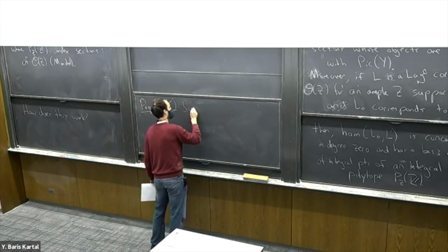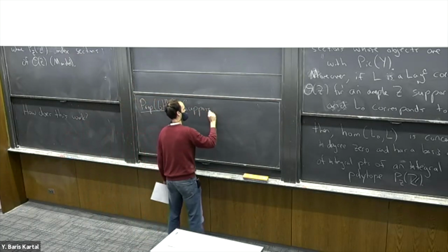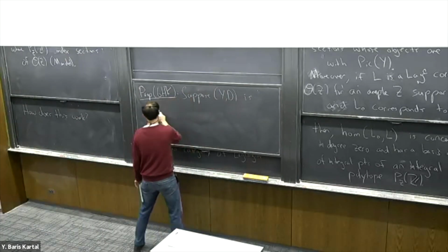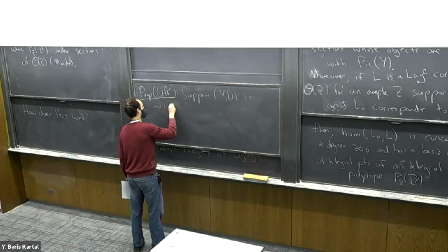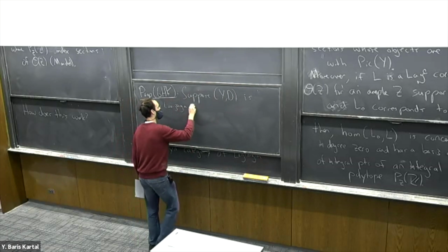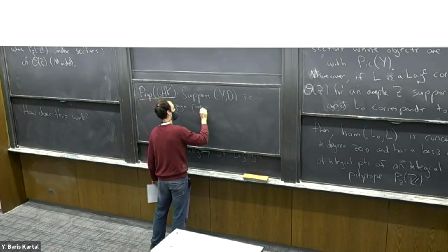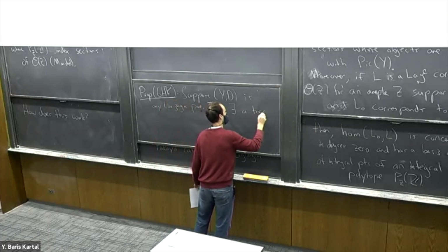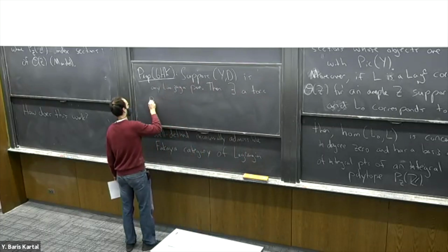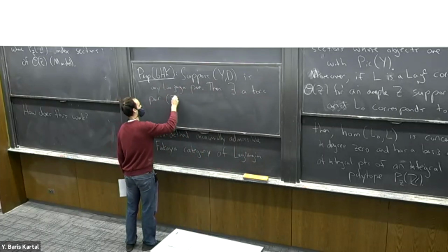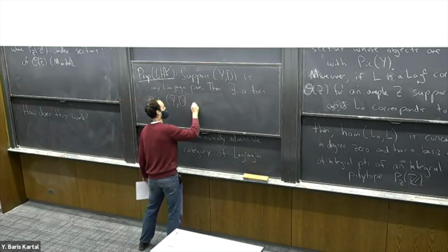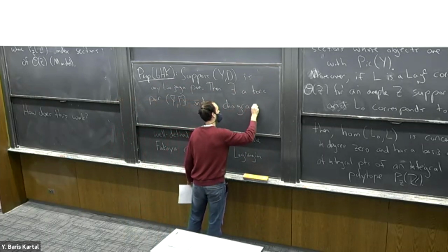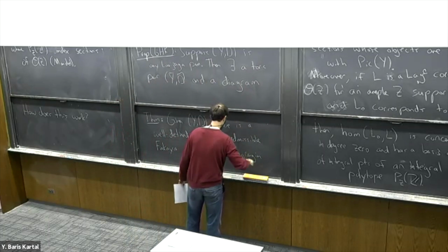So suppose that YD is any pair. Then you have a diagram. Then there exists a toric pair, Y bar, D bar, and a diagram that looks like the following.